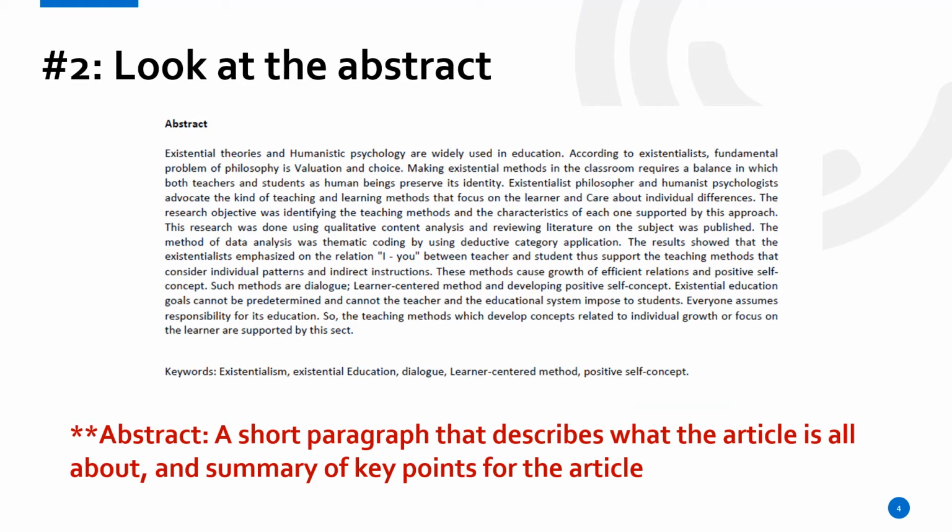Okay, tip number 2, look at the abstract. So an abstract is a short paragraph that describes what the article is all about and summary of key points for the article. So normally kalau abstract bagi journal article, dia akan pendek macam ni. Wait, let me draw. Okay. Anggaran 100 sampai 150 perkataan, mungkin maksimum 200.